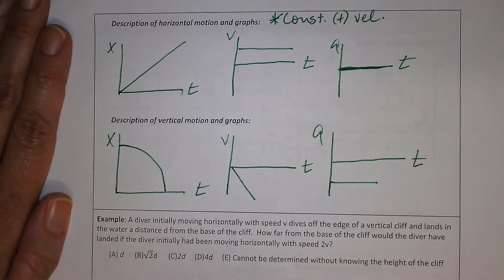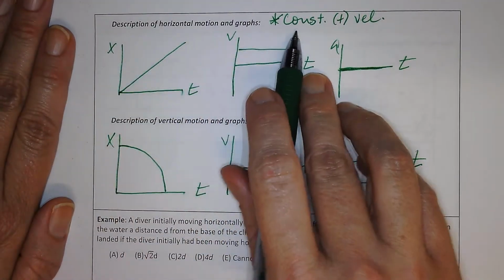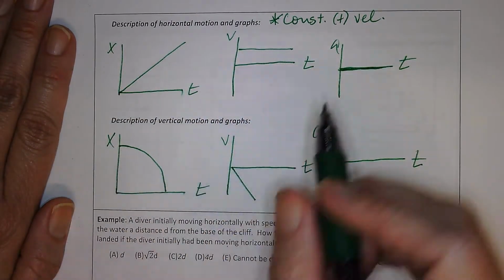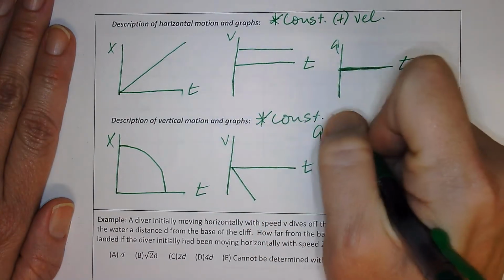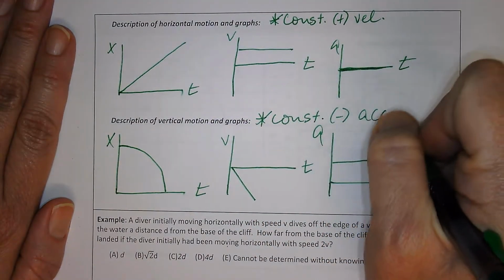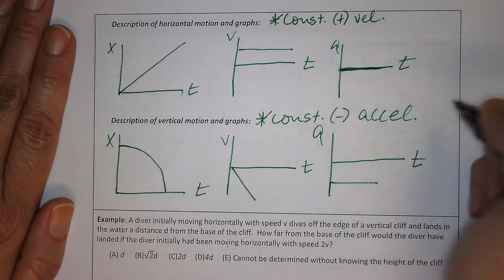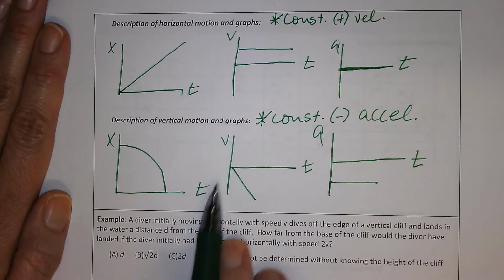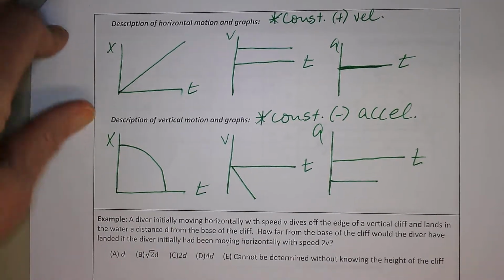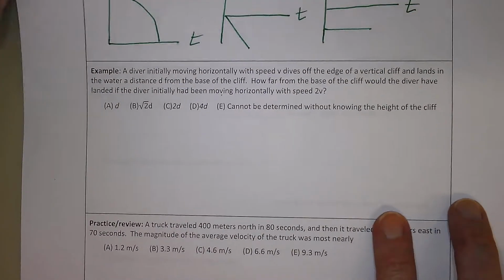Okay? So again, horizontal graphs, constant positive velocity. Vertical graphs, they are constant negative acceleration, but in the negative quadrant for the velocity. Okay, so let's look at our example.